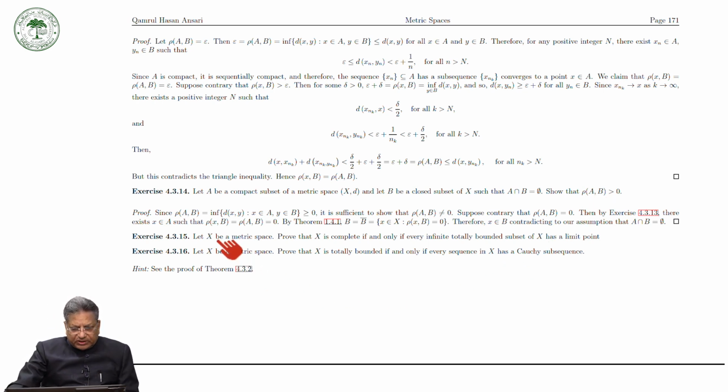Now in a metric space, you can prove that X is complete if and only if every infinite totally bounded subset of X has a limit point. And also in a metric space, X is totally bounded if and only if every sequence in X has a Cauchy subsequence. And here the proof is given. So this is the end of the exercises and of the compact metric space.